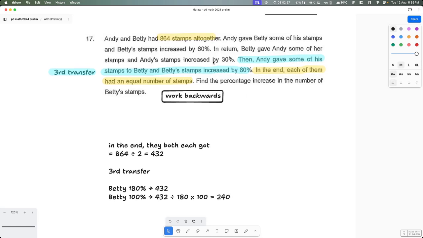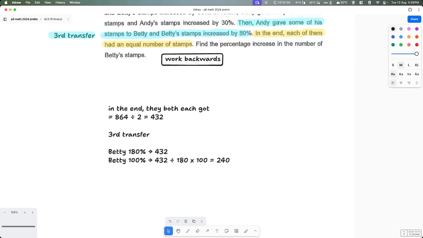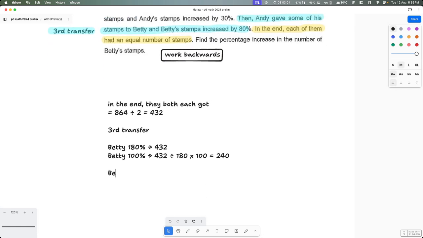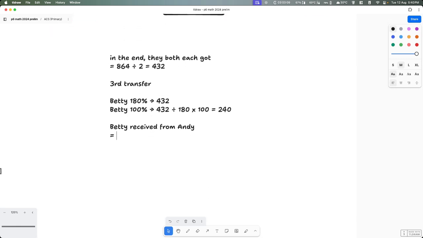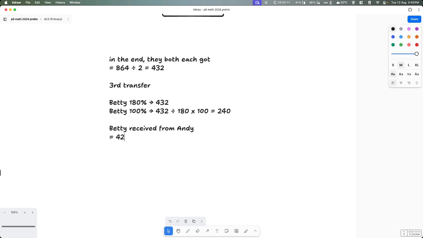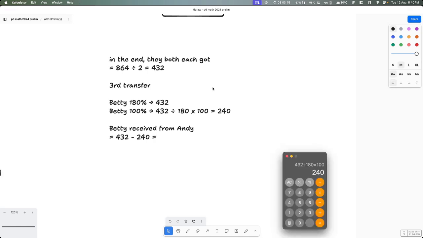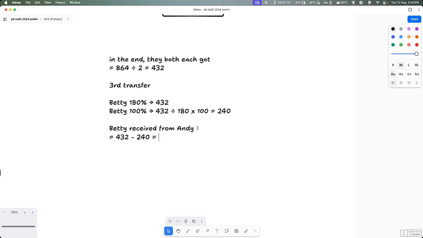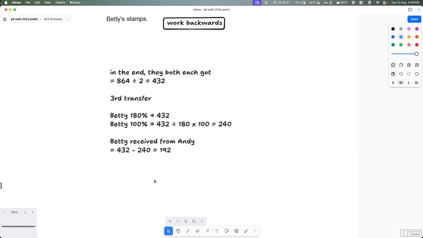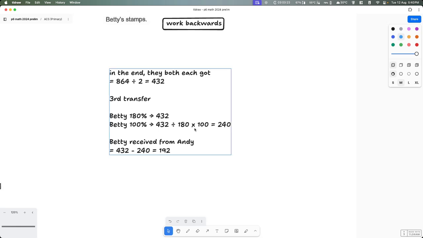So Betty at first got 240, so we can get the difference. Betty received from Andy is equal to 432 minus 240, so 432 minus 240 is equal to 192. In this case, Betty received from Andy 192.